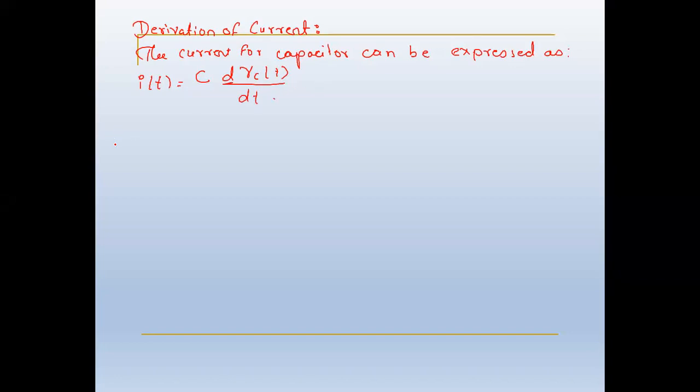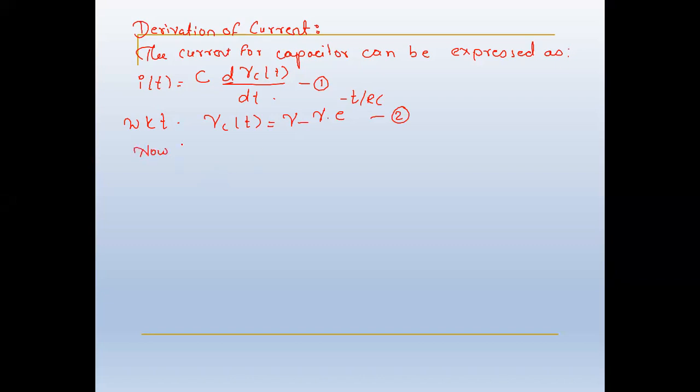Let us call this equation number 1. We have already gone through one more equation. What is our initial equation? That is the equation that we have for the voltage. We know that Vc(t) is equal to V minus V into e raised to minus t by RC, isn't it? Let us call this equation number 2.